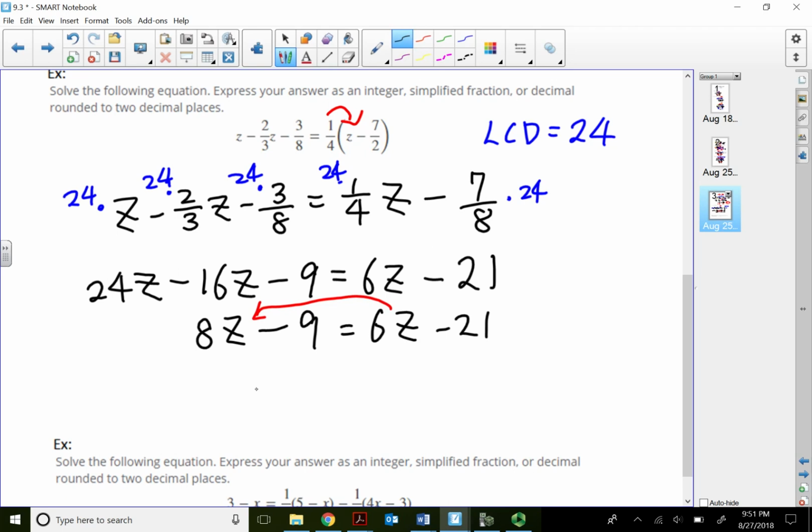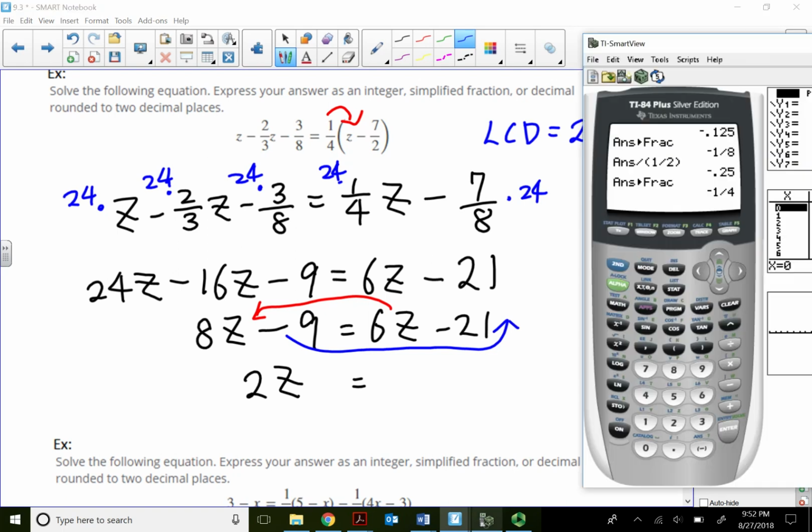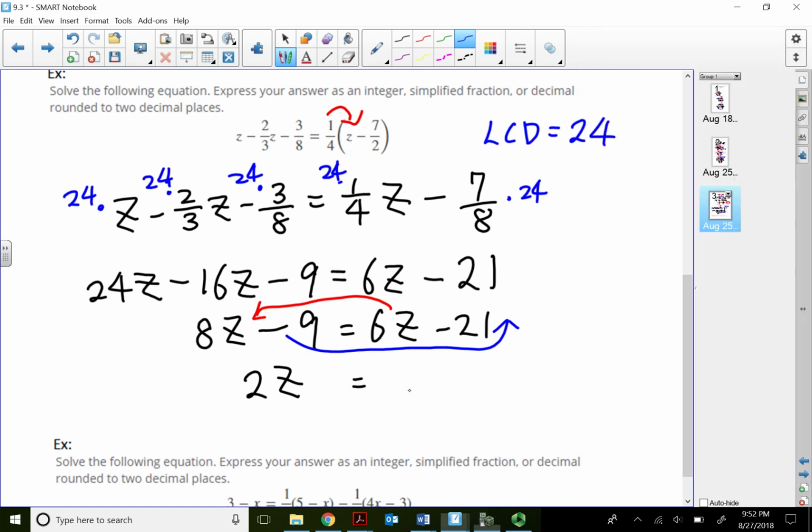8z minus 6z is 2z equals, all right, z on the left, that means negative 9 needs to go to the other side. Negative 21, still the same. Negative 9 come over, become positive. So that'll be negative 21 plus 9, which is negative 12. Divide both sides by coefficient 2. My answer, z equals negative 6.